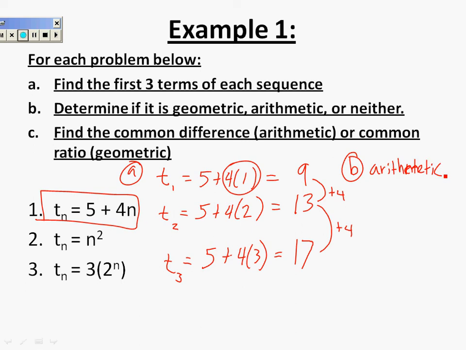All right, part C. Part C says find the common difference if it's arithmetic, or common ratio if it's geometric. Well, it's arithmetic, so we're looking for the common difference. What is the common difference? 4. It's 4.